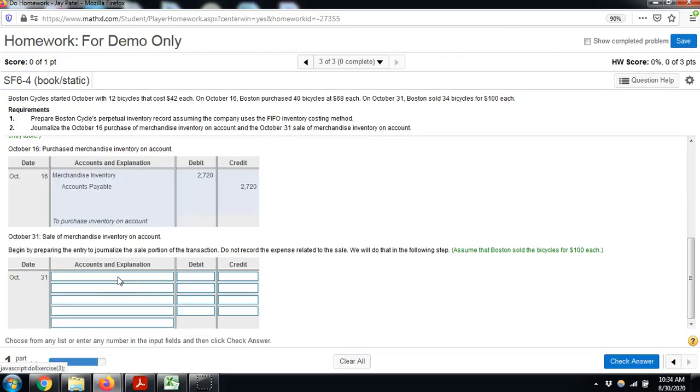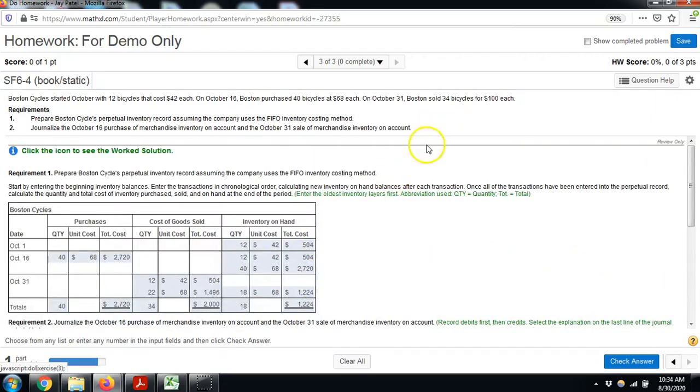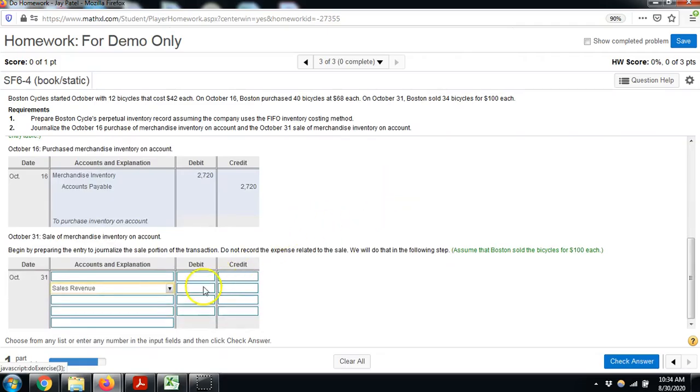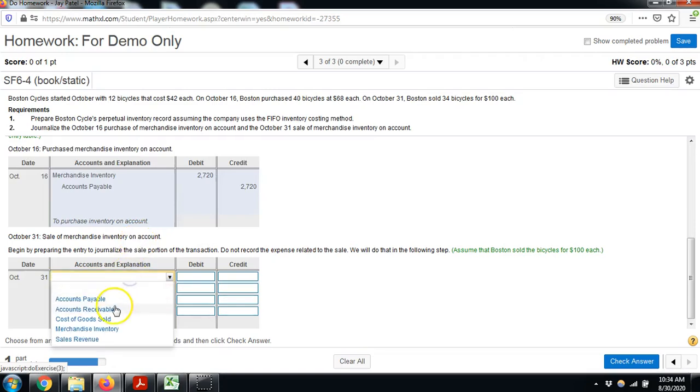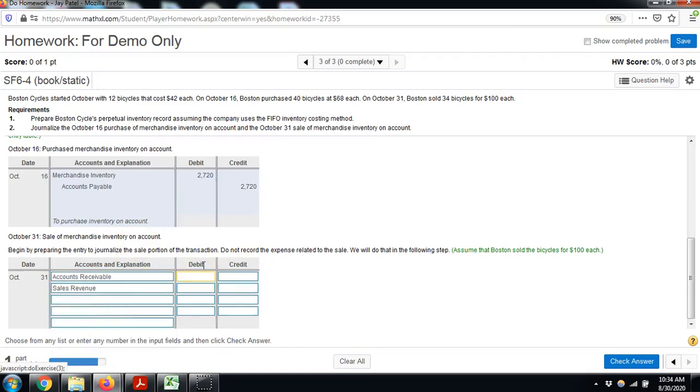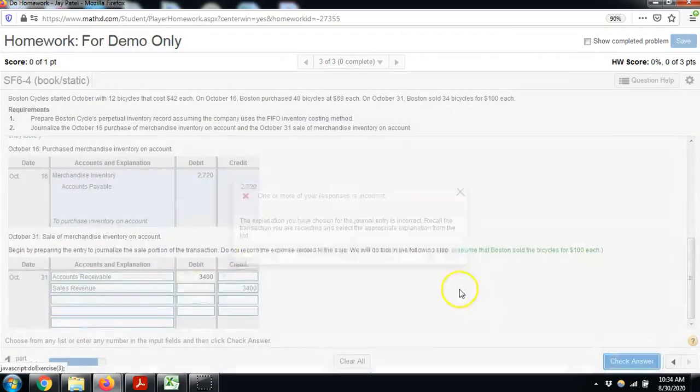We're basically going to record the sale portion, which is going to be sales revenue. And let's see, did it sell? I guess we can assume it sold for cash. Oh, sorry, it says on account. So we're going to have an accounts receivable. And we sold the bicycles for $100 each. So 100 times 34 is 3,400. So this is the revenue part of the transaction.